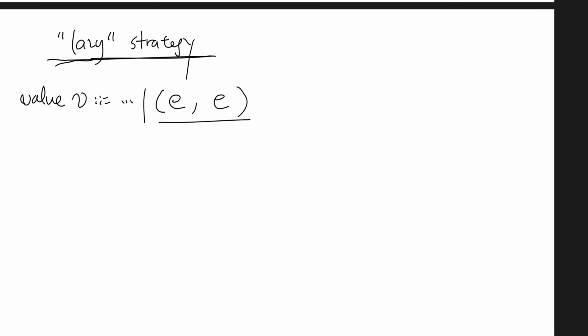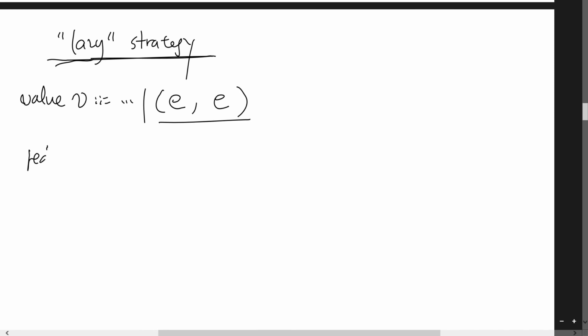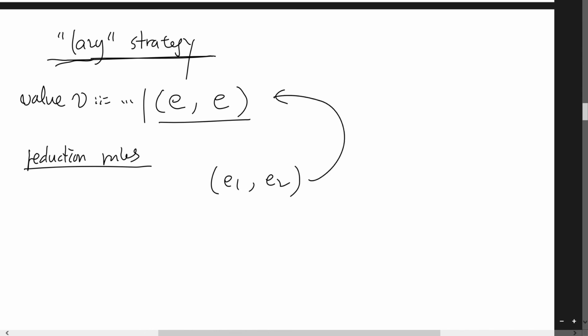Then what about the reduction rules? So first, notice that there is no reduction rule for expression E1 paired up with expression E2, simply because it is already counted as a value. So there's no further reduction. It's already a value. Then what about first E? So there's no reduction rule here.